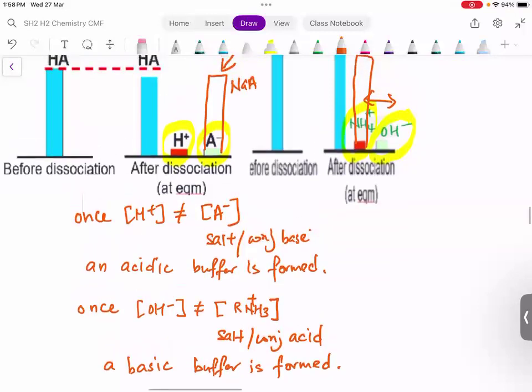Yeah, so when you add salt, there will be an additional source of A minus. So your A minus will go up, to make an acidic buffer. So to make a basic buffer, you add the salt also. It goes up, then you make a buffer. That's the essential difference between a weak acid and an acidic buffer, or a weak base and a basic buffer.